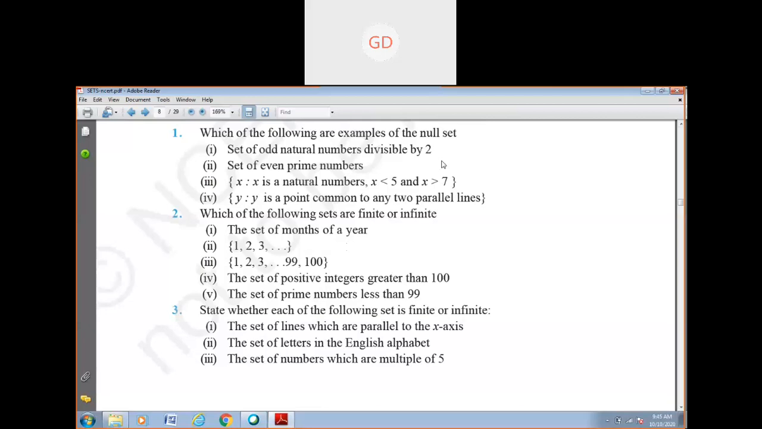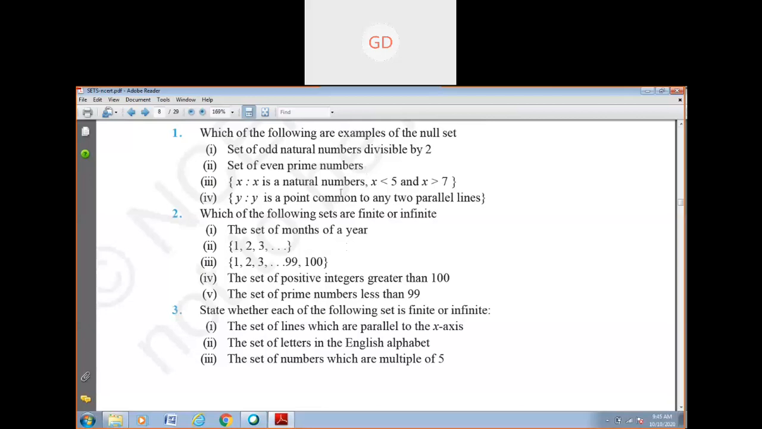Set of even prime numbers. It is not a null set, because there is one and only one prime number which is even, that is 2. So it is not a null set, not an empty set. A single element is there, and that is 2.